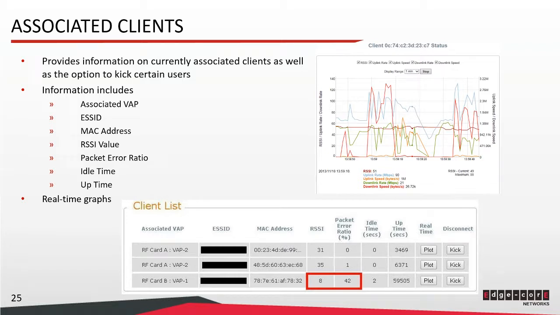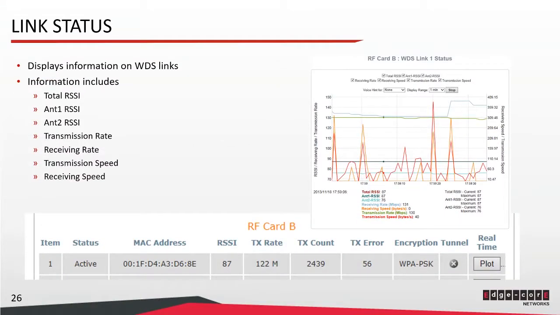Last, if you have set up WDS links between the APs, then you can also monitor the link status from the AP. As shown on the right, you can also plot the link status in real time and check information such as RSSI values, transmission rate and speed, as well as receiving rate and speed.